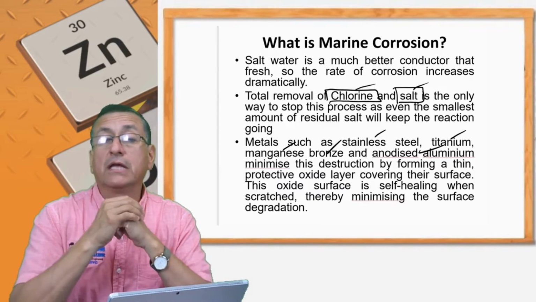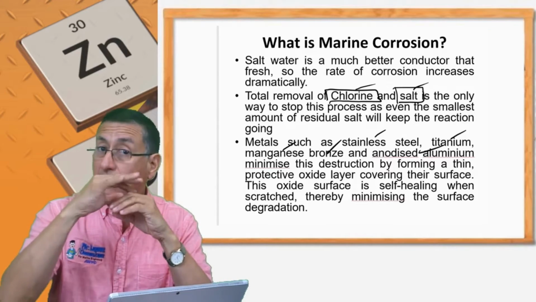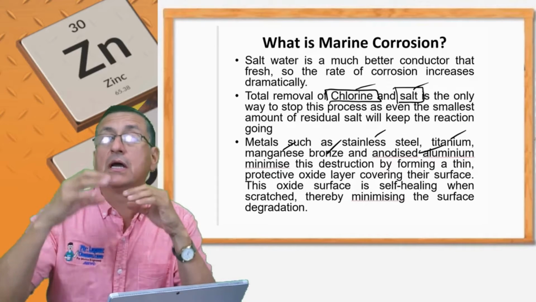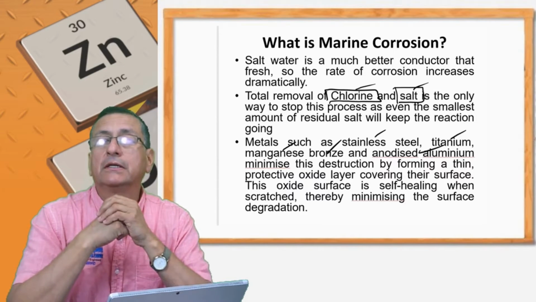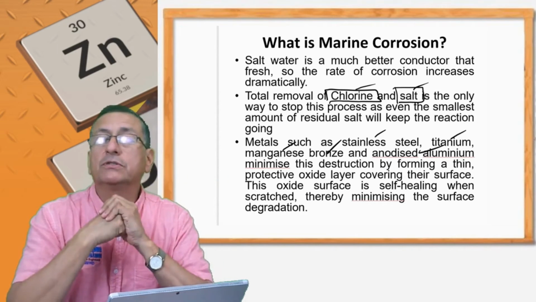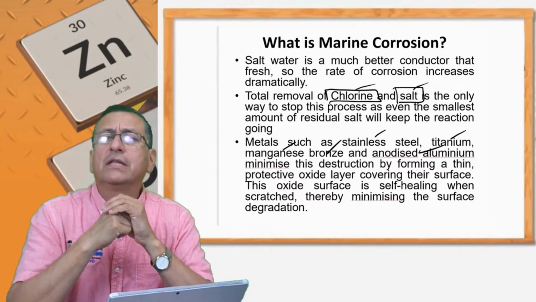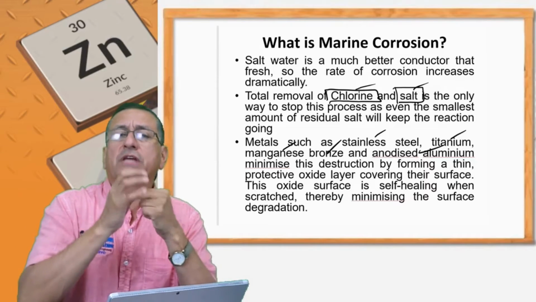The same with the anodized aluminum. It's a special oxide of aluminum on the surface that protects the aluminum. The same with the bronze, the naval bronze. All of those alloys have their own self-protection.